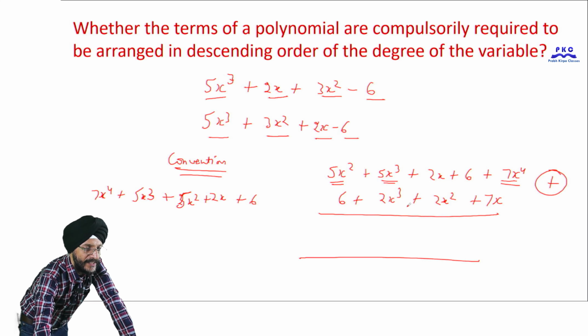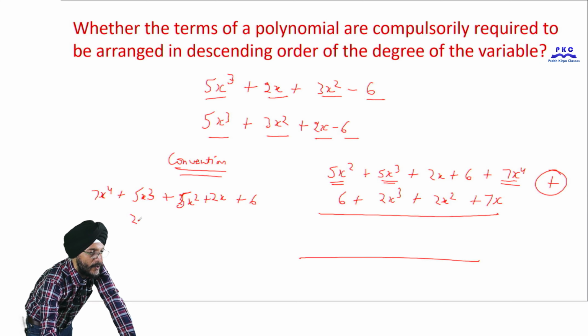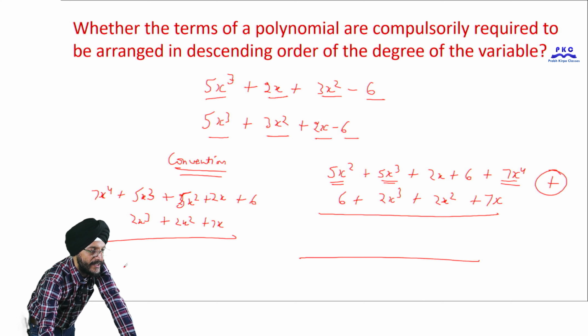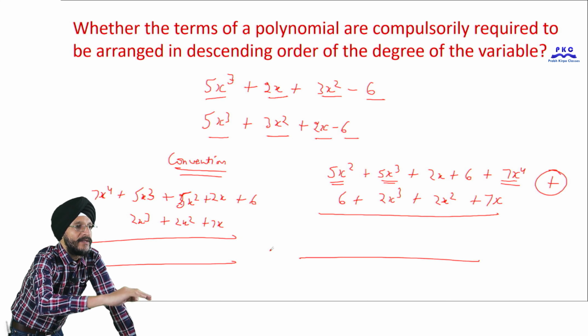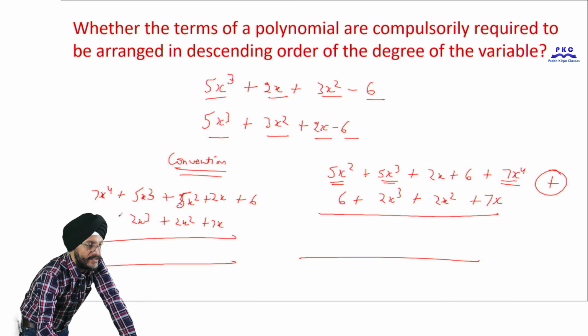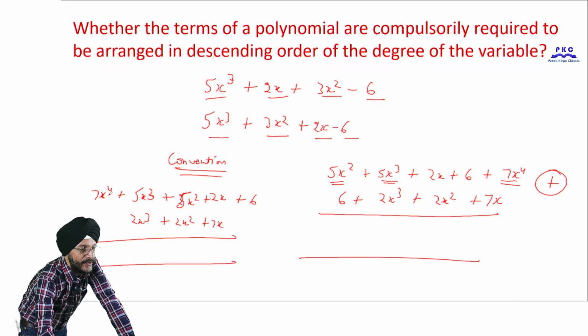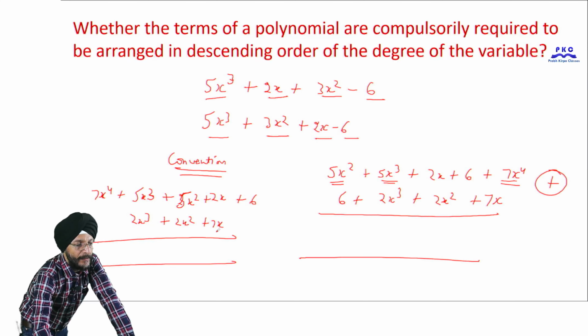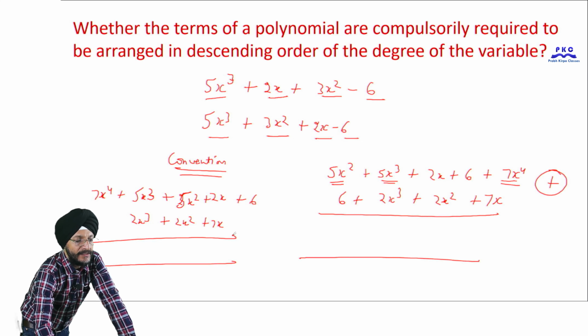Now we will rearrange this one: 2x cube, 2x square plus 7x. Now we can easily add these. Here the answer can be 7x raised to the power 4. Here 5 plus 2, 7x cube. It will become 5x square plus 2x square, 7x square. Here it will become 2 plus 7, 9x plus 6.